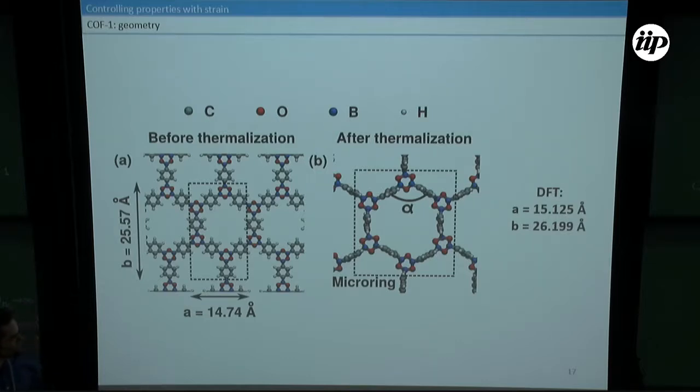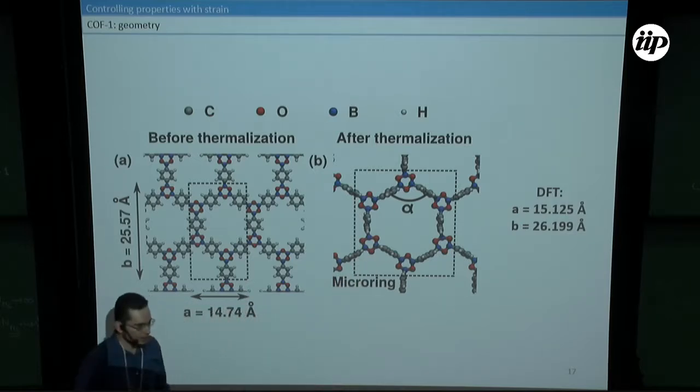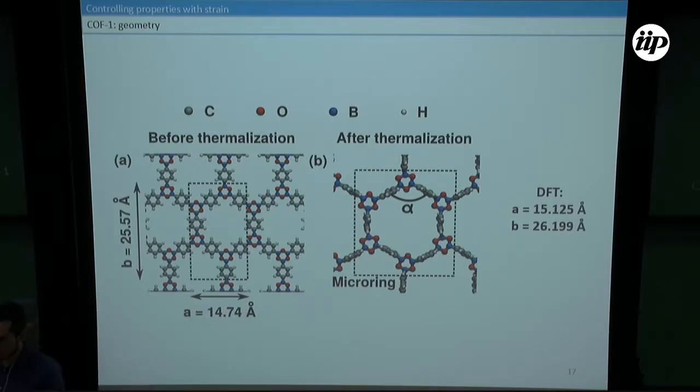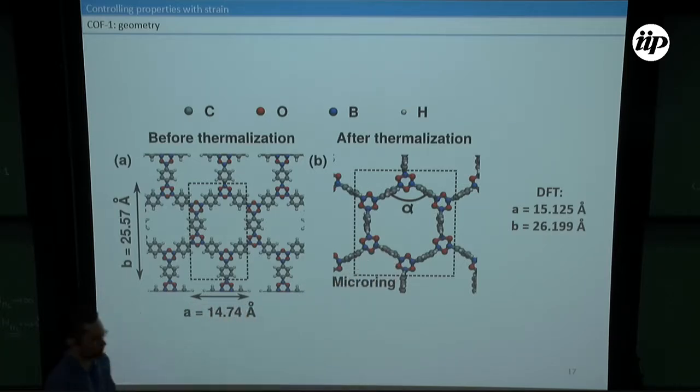When you start pulling, the modifications in the microstructure of the material are very important to understand what's happening and how we can control the surface energy density. We characterize that by this angle here, this angle alpha. If alpha decreases, it is closing the ring. If it's increasing, it's opening.